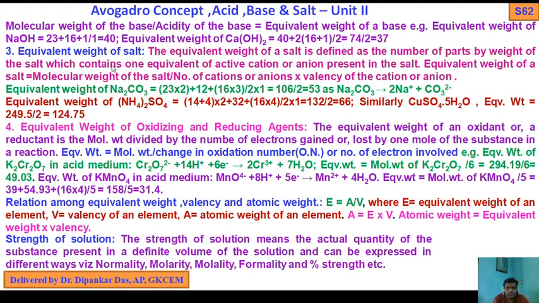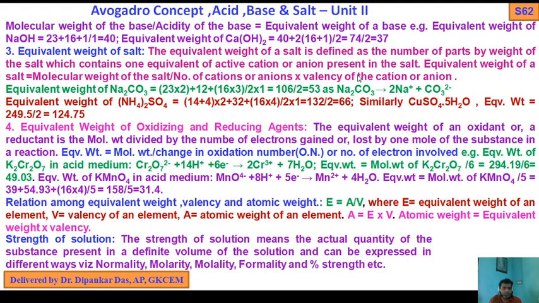Now equivalent weight of a salt. The equivalent weight of a salt is defined as the number of parts by weight of the salt which contains one equivalent of active cations or anions present in the salt. Equivalent weight of a salt is the molecular weight of the salt by number of cations or anions into valency of the cation or anion. In the numerator, molecular weight of the salt; in the denominator, number of cations or anions into valency of cation or anion.